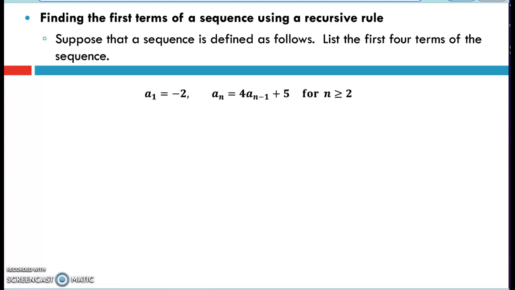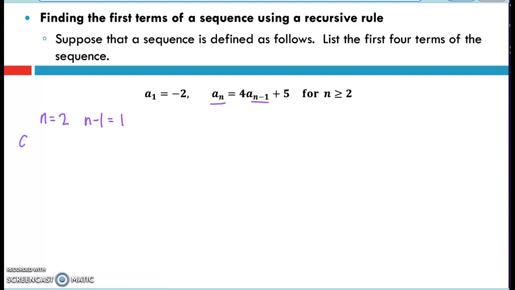So what this means is a sub n, our nth term, is going to be 4 times the term before it, or a sub n minus 1, plus 5. So let's take a look. If n is equal to 2, what is n minus 1 equal to? n minus 1 is going to be equal to 1.